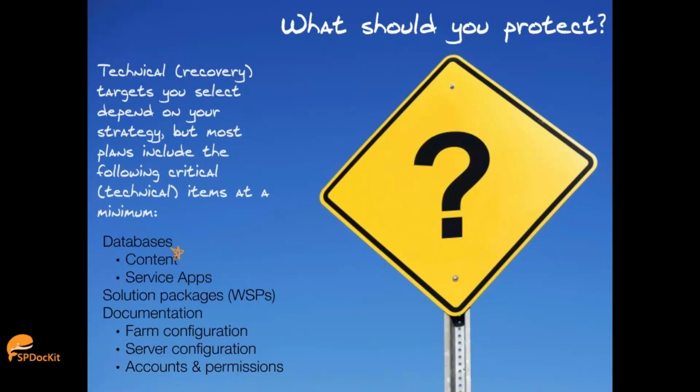Solution packages are a good thing to keep an eye on. These are all your third-party full trust solutions. If you're in the cloud, you don't have these. If you're in Microsoft's cloud, you may have another hosted solution like Rackspace. They may allow you to install solution packages, but your WSPs are important to keep a handle on. And then, of course, documentation, what your farm looks like, what your servers are configured to do, and, of course, accounts and permissions. These are the important usernames and passwords.